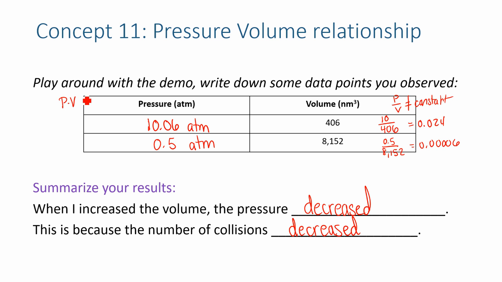Pressure times volume. Let's see about that. So what if we do 10 times 400 versus 0.4 times 8,000? I'm just kind of rounding here. So 10 times 400 is about 4,000, and then 0.4 times 8152, I'll round 8152, is about like 3,260. So that's pretty close. So it seems like pressure times volume is staying relatively constant here. Pressure divided by volume is definitely not constant.